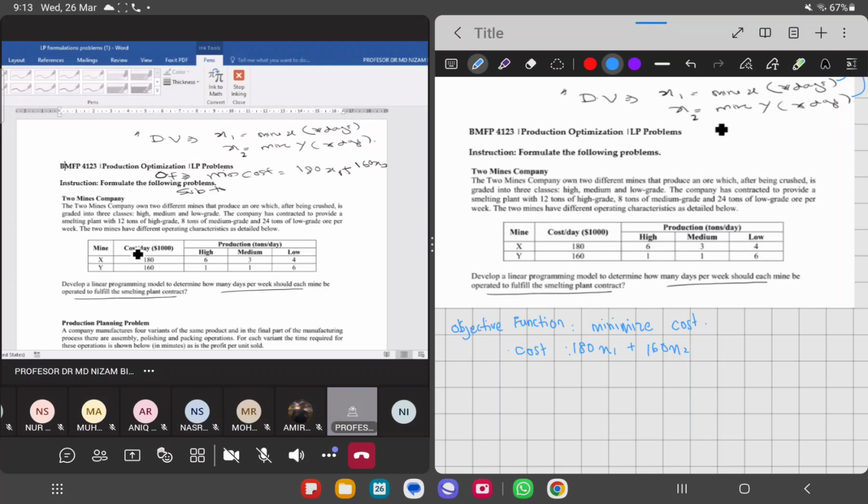What are the constraints? Production, high, medium, low. Anybody?